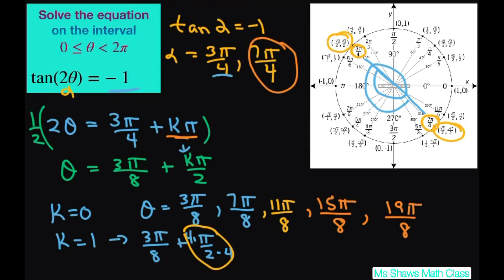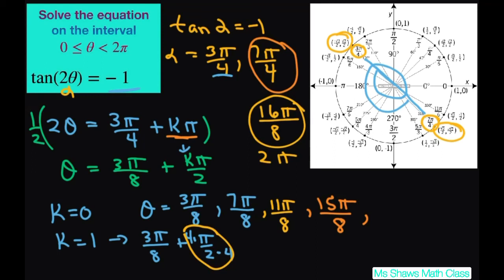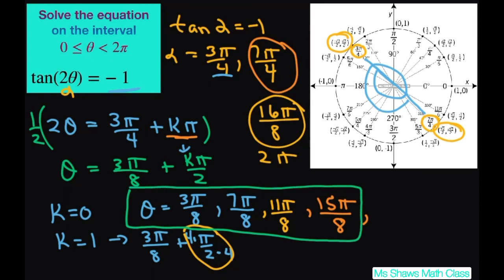too big. Because you can't go over, or it can't equal 16 pi divided by 8. 16 pi divided by 8 is 2 pi, and it can't equal that. So at this point, we have to stop, and this will be your solutions. So you can see a pattern. You keep going around to get all the solutions.